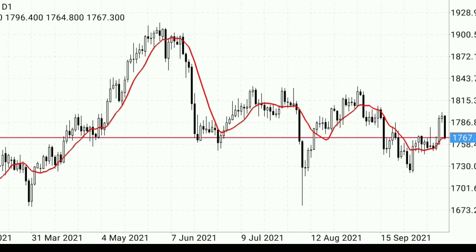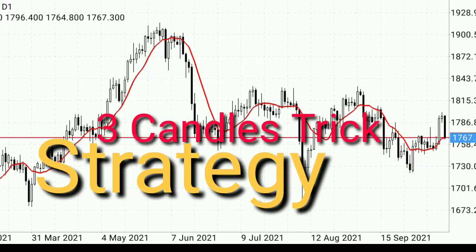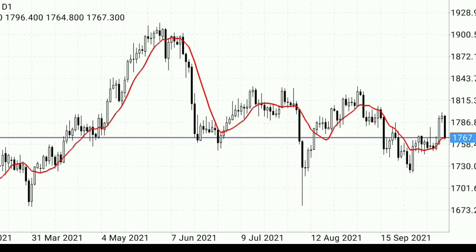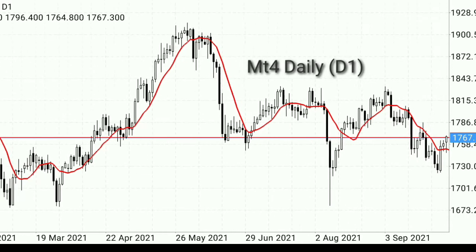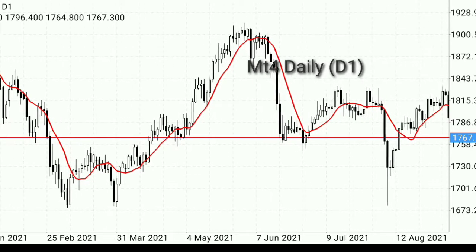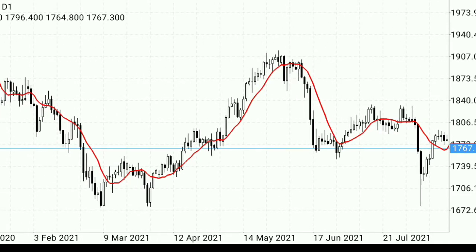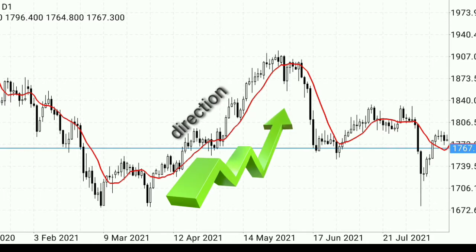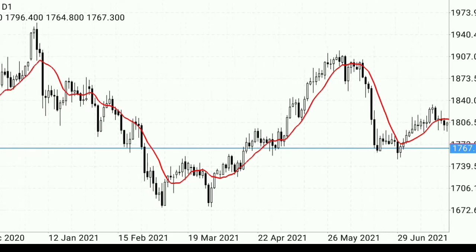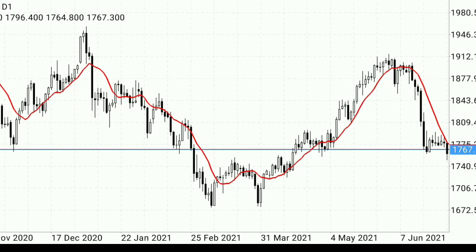Our strategy will focus on the three candlestick trick. To begin with, open your MT4 charts. Go to the daily time frame. The main goal of this strategy is to give you a daily directional bias. It should help you decide whether you should be looking for a sell or a buy throughout the day.